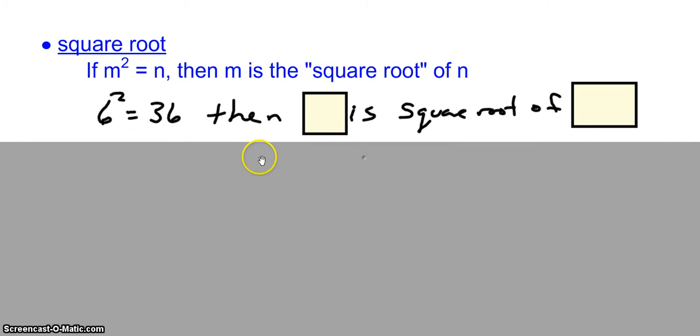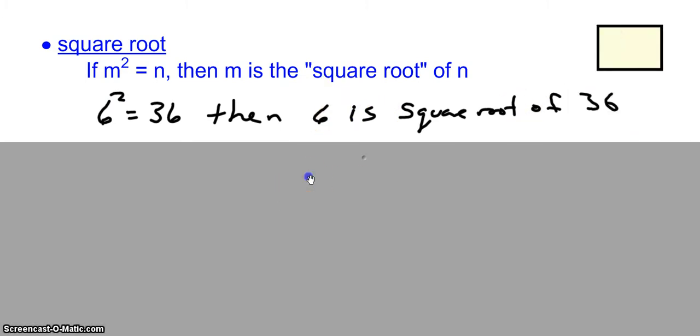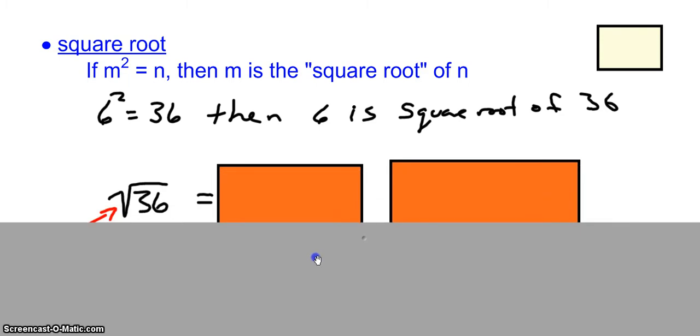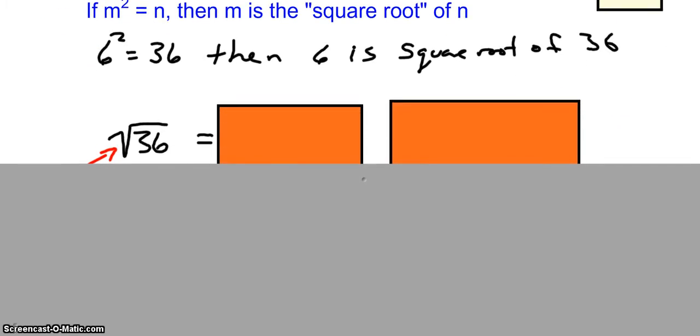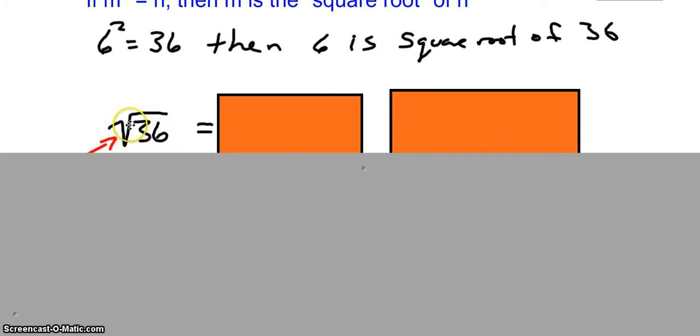So the square root is the number, the base number, that is squared to create the perfect square numbers. So if m is squared to equal n, then m is the square root of n. In an example with real numbers, 6 squared equals 36. Then 6 is the square root of 36. Good. So let's try finding the square root of the actual number 36.